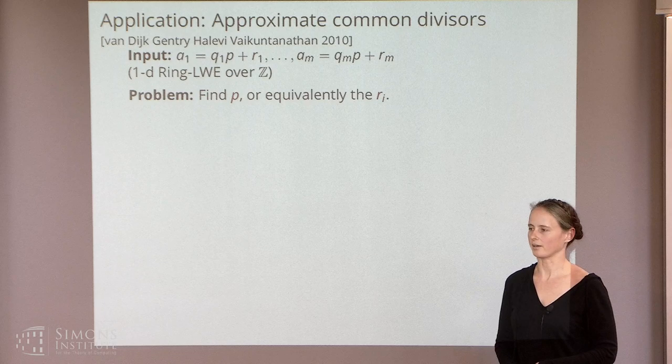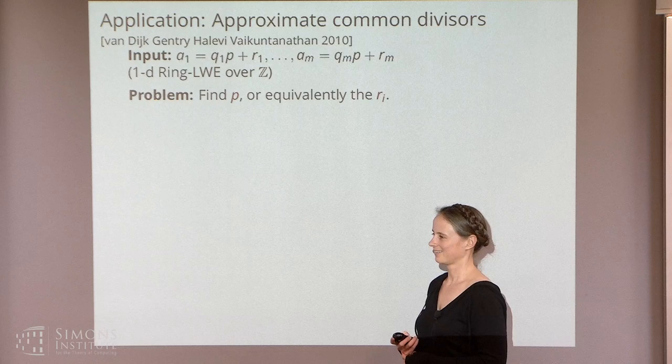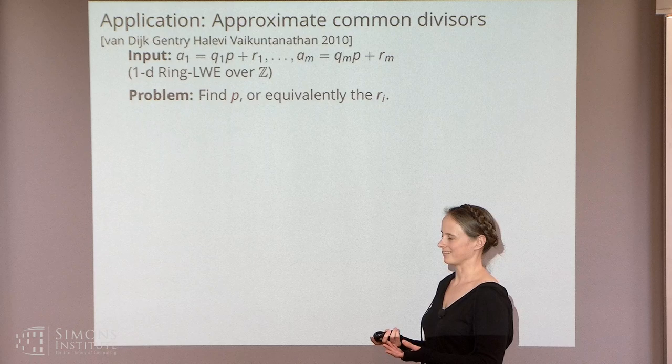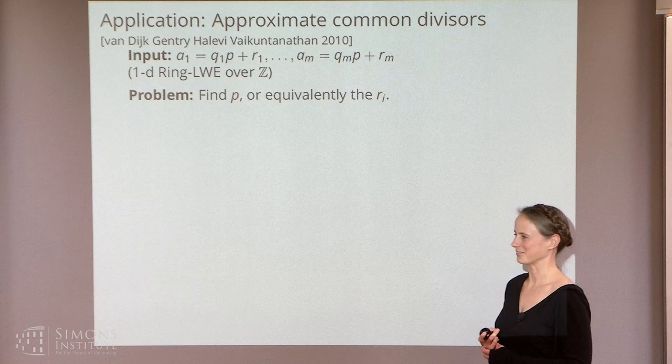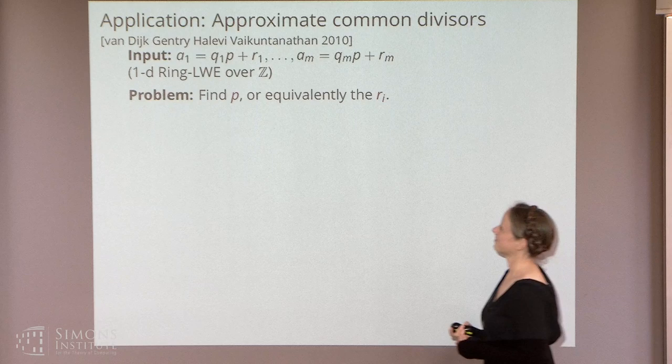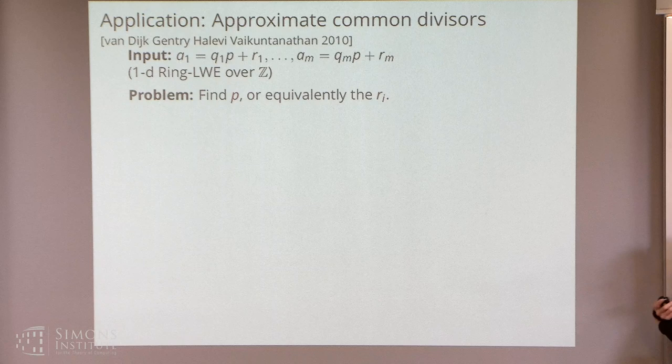There's one difference which seems at least syntactically important. You don't get the q_i's, as opposed to ring LWE. Yes. But if you got the q_i's, then you're done. Yeah, I never fully understood the connection there. But it's clear the algorithms for approximate GCD are much more powerful than ring LWE. So you have to hide a lot more information to make this problem hard. But I guess it's equivalent.